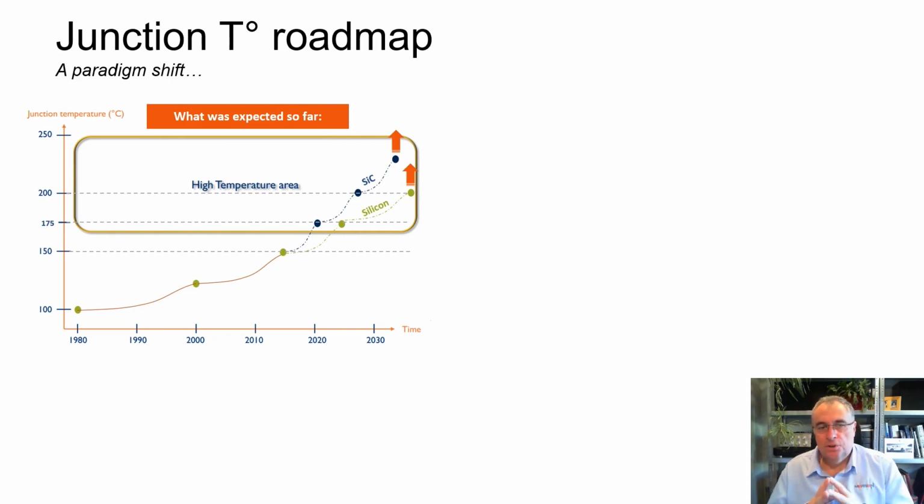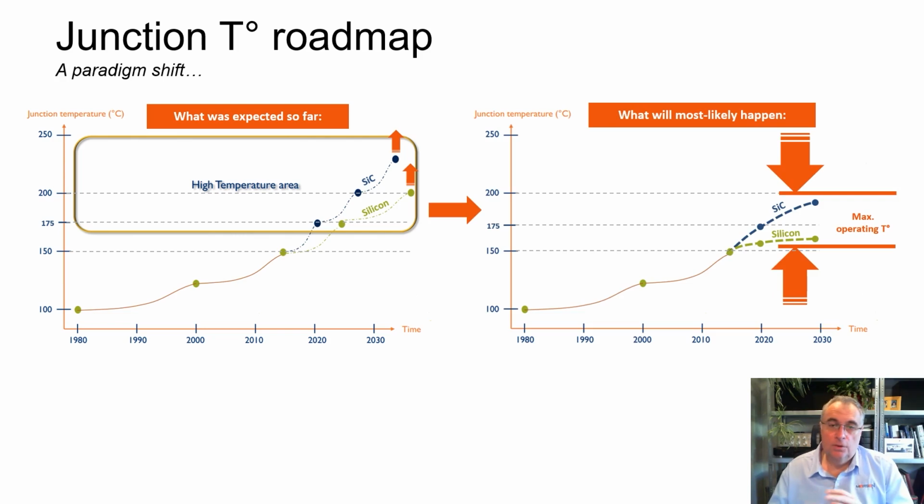So the junction temperature is very important, and we were expecting a steady increase of both silicon and silicon carbide junction temperature, and the scientific community was expecting that we can easily exceed 200 degrees C for SiC, for example, because theoretically it can reach such a value. But in reality, what we observe in the real world is that first, silicon tends to plateau around 150, 160, 170 maybe, whereas silicon carbide obviously won't exceed 100 degrees C.